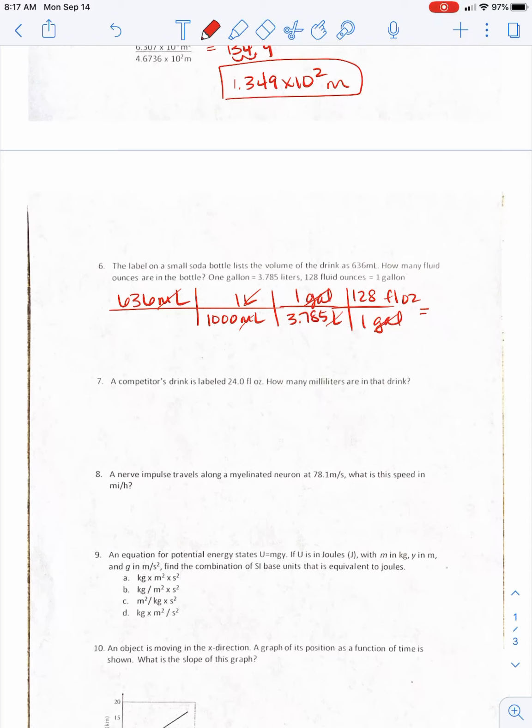So if you take 636 divided by 1,000 divided by 3.785 times 128, you get 21.5 fluid ounces. And then this says that a competitor's drink is labeled 24 fluid ounces.